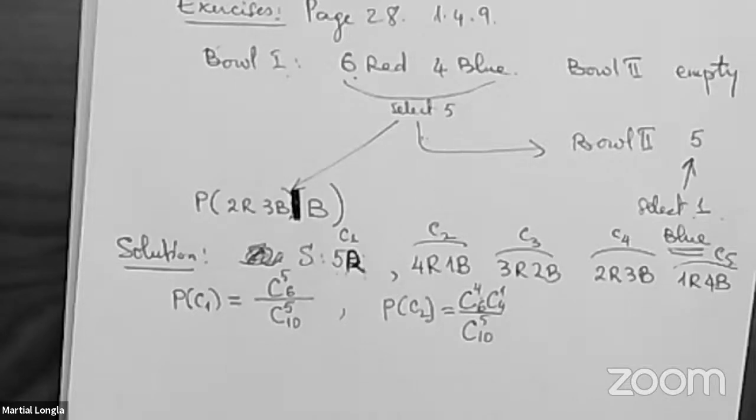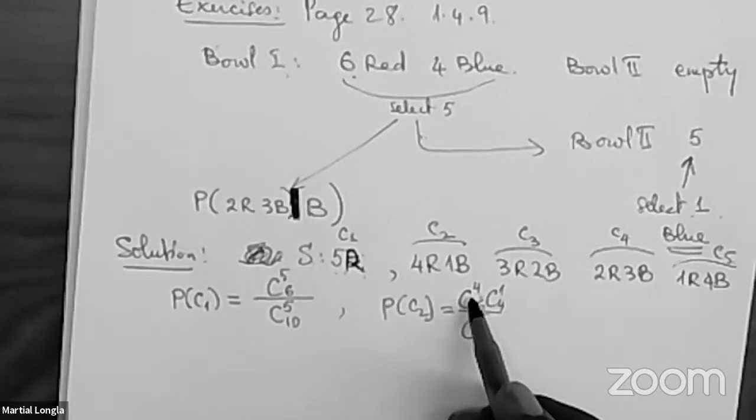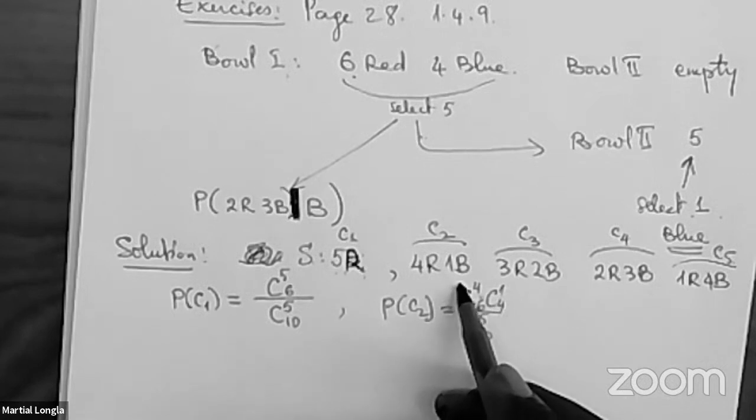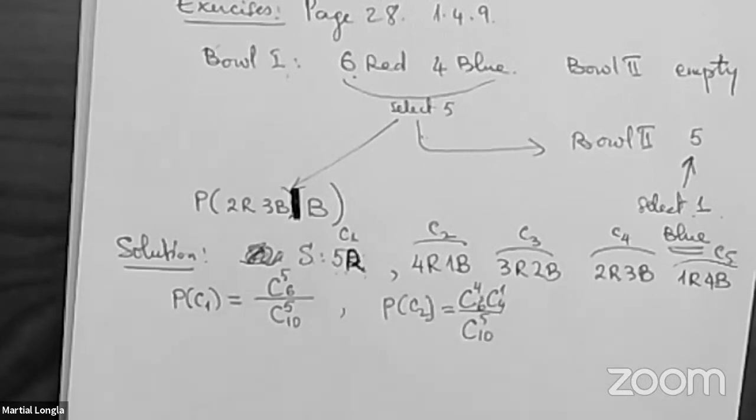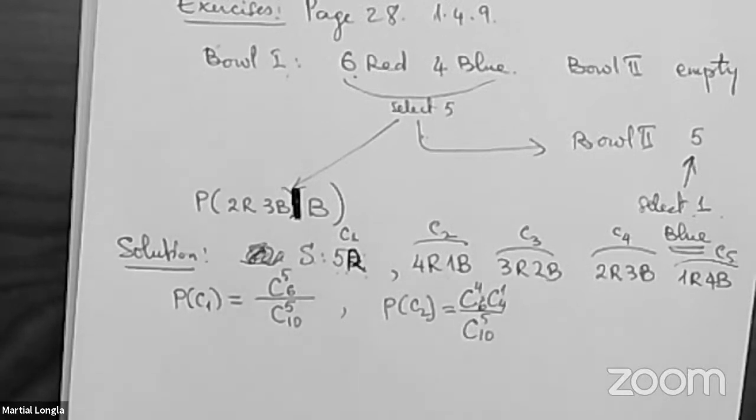Please, if you have a problem, stop now, because this is the time to get it. We are not adding because we need to get 5 of them. So here we just have 4. We need 1 more. So that's why we are multiplying. Because for every 4 reds, I need 1 blue.